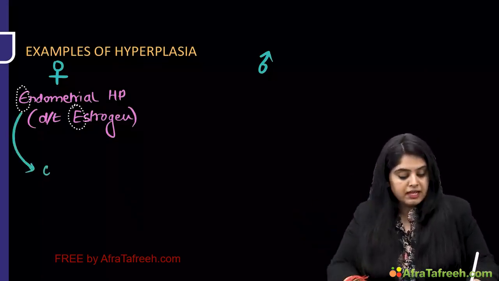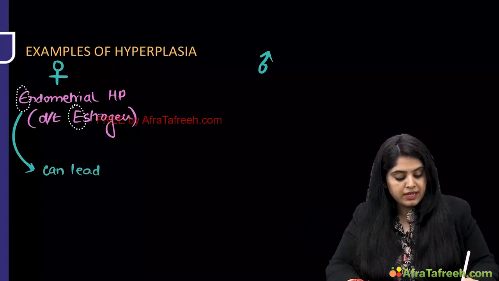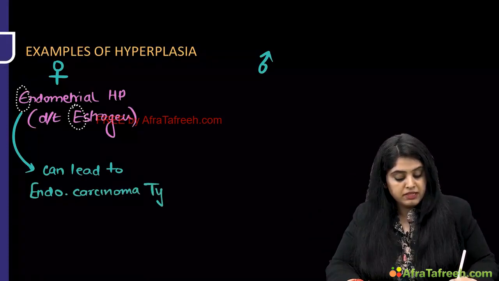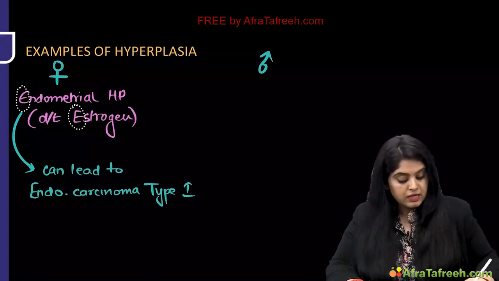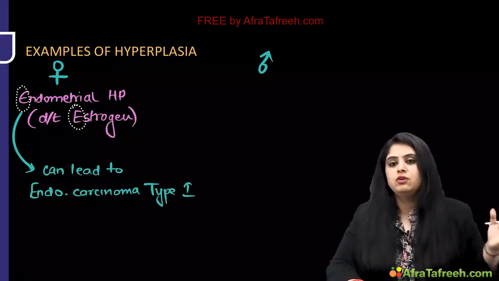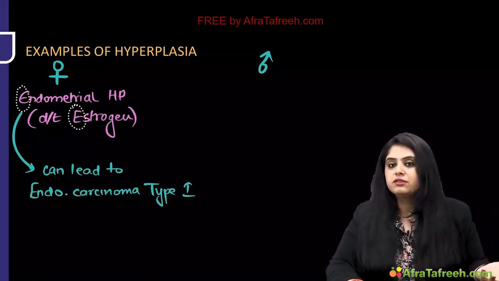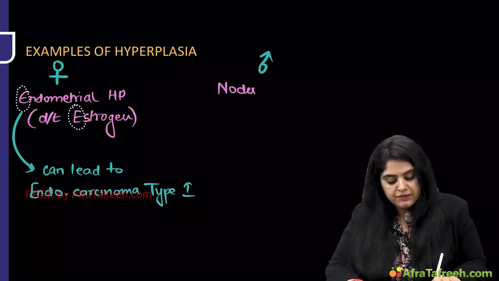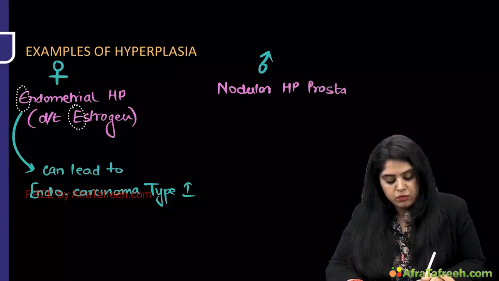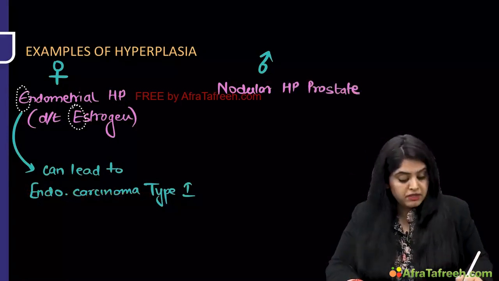Endometrial hyperplasia can lead to endometrial cancer. That is the question that you're going to get. It can result in endometrial carcinoma type 1. Please note this. This same information you will study in your gynecology lectures. Coming to what in males? Endometrium was in females, so in males there's going to be prostate. There is going to be nodular hyperplasia of the prostate. So your question is, which hormone causes nodular hyperplasia of the prostate? PYQ.